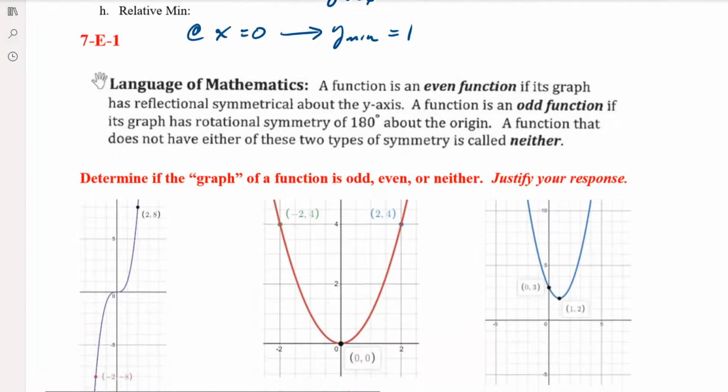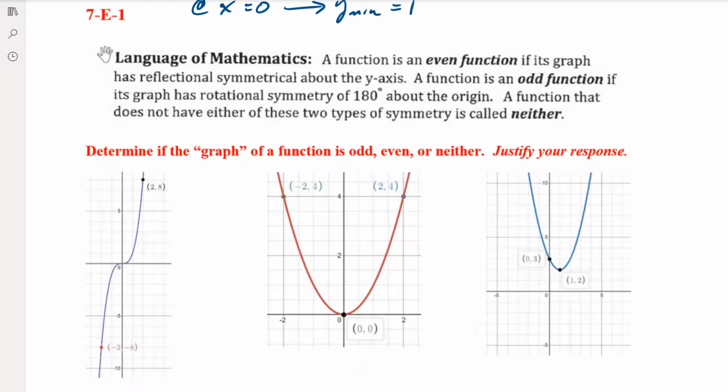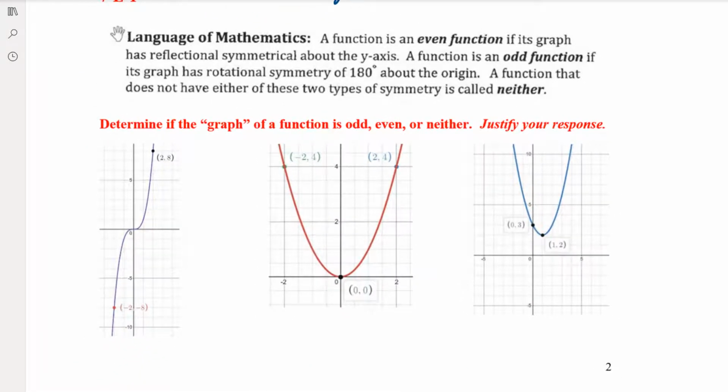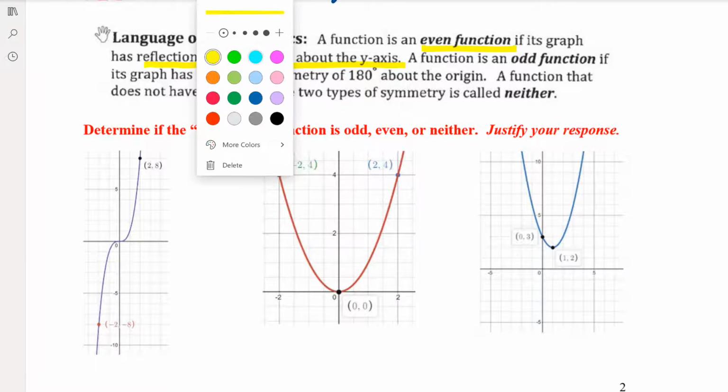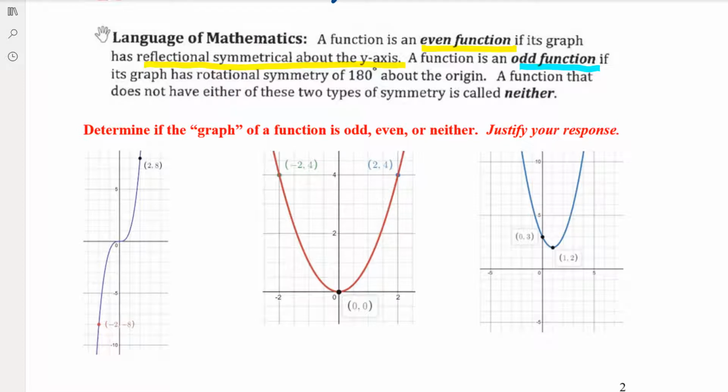All right, let's go into the E activities here. So a little language first. A function is an even function if it has reflectional symmetry about the y-axis. So if you can reflect it across the y-axis, it's even. Now it's odd if it has rotational symmetry of 180 degrees about the origin. And the origin I'm talking about is 0, 0.